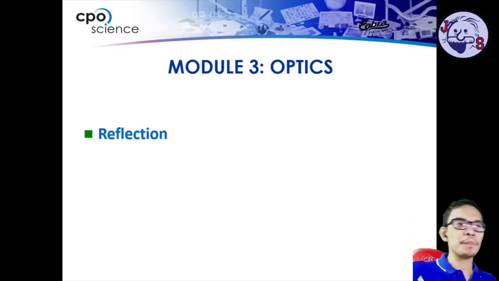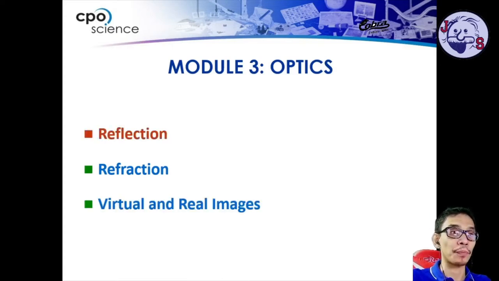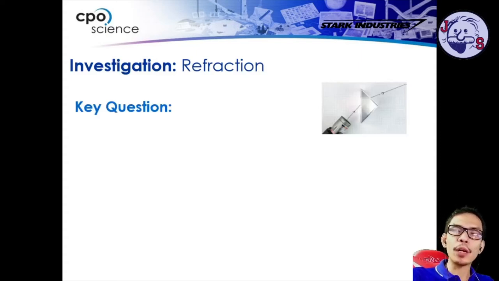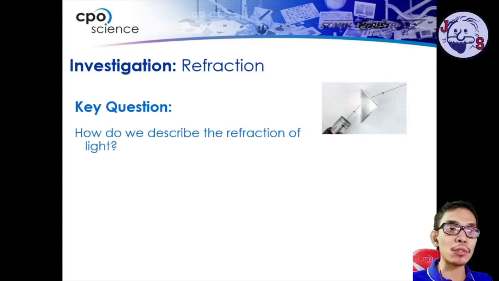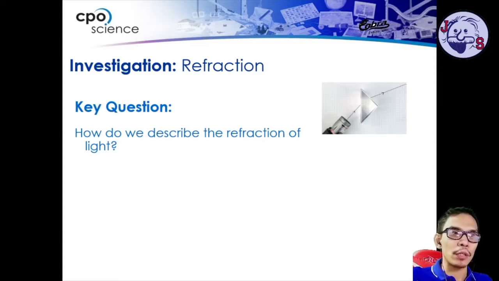So, next one is refraction. What do we have here in refraction? In reflection, the light bounces off. In refraction, the light bends. So we will describe what happens to the object if the light refracts. That's the question that we are going to answer here.